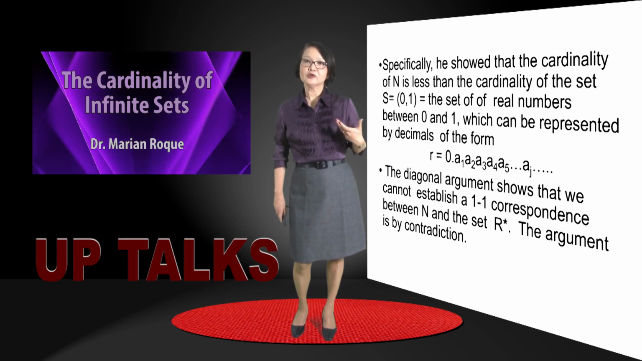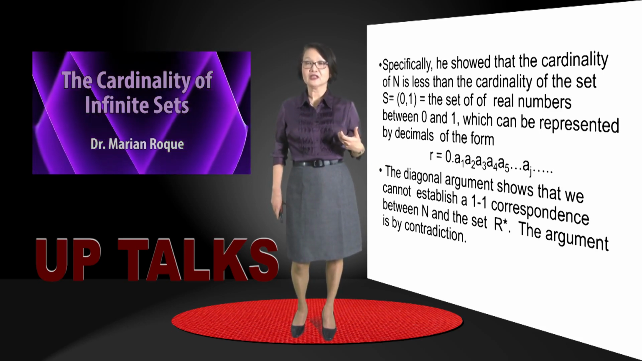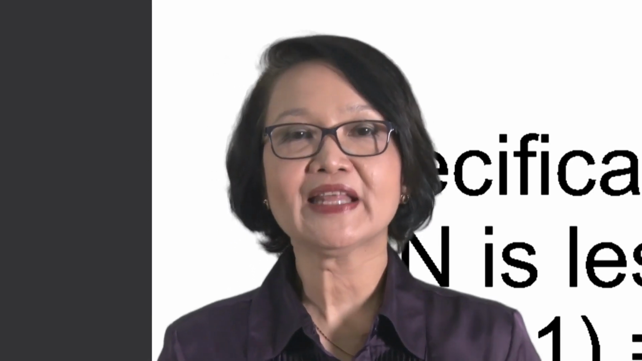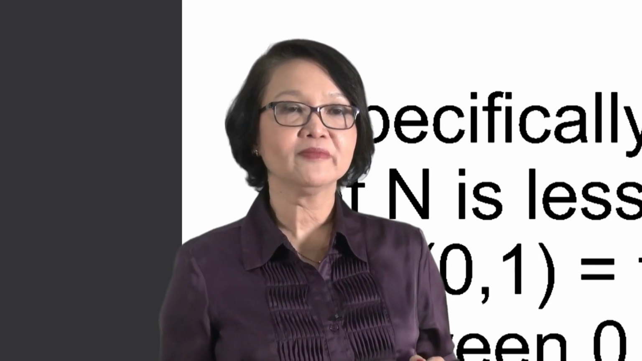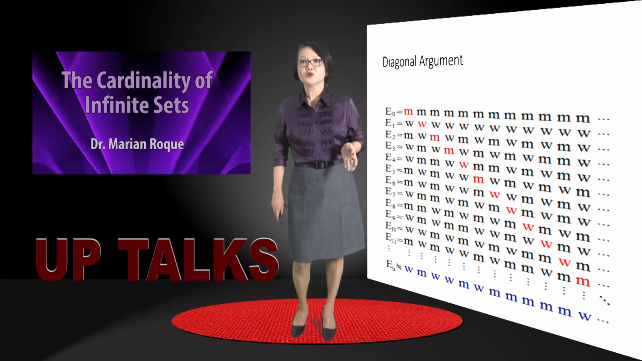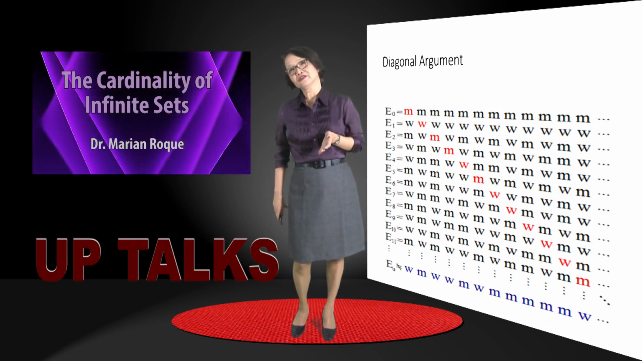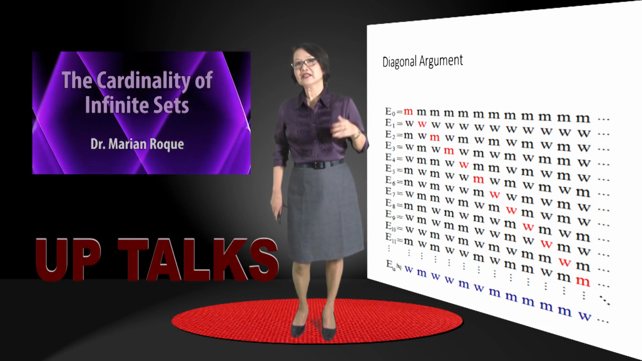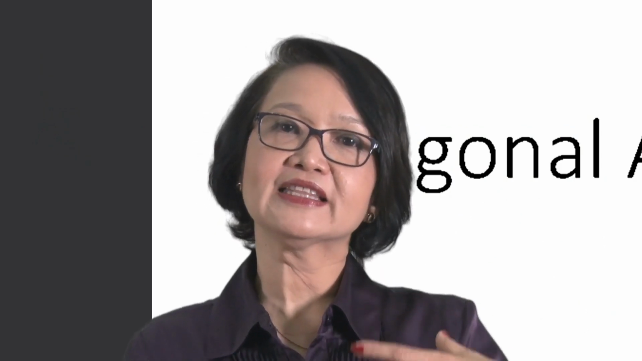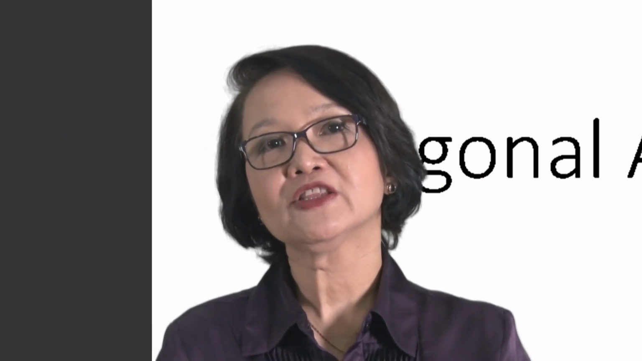So Cantor used what we call now the diagonal argument to show that we cannot establish a one-to-one correspondence between N and the set S. And the argument is by contradiction, so we call it now the diagonal argument. So what do you mean by argument by contradiction? So he first assumed that N and S will have the same number of elements. What do you mean by a set has aleph null elements? It will mean that you can theoretically enumerate all. So suppose you can enumerate all elements between 0 and 1.